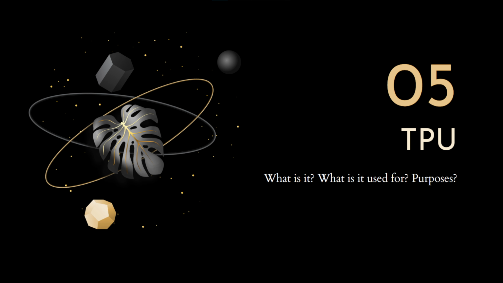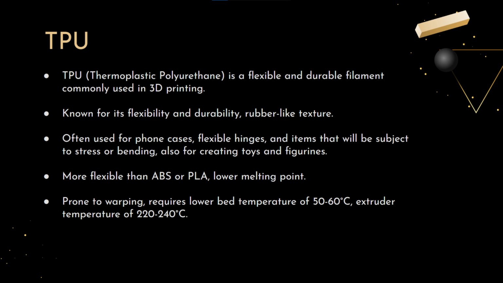Our next filament of discussion is TPU. So TPU, also known as thermoplastic polyurethane, is a flexible and durable filament that's commonly used. It's known for its flexibility and durability, and also its rubber-like texture. It's often used for phone cases, flexible hinges, and items that will be subject to lots of stress and bending. It's useful for creating toys and figurines. It's more flexible than ABS or PLA and has a lower melting point. It's prone to warping. It requires a lower bed temperature, around 50 to 60 degrees Celsius, and a higher extruder temperature of around 220 to 240 degrees Celsius.